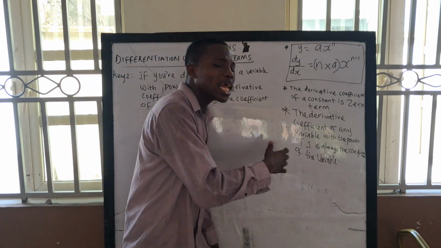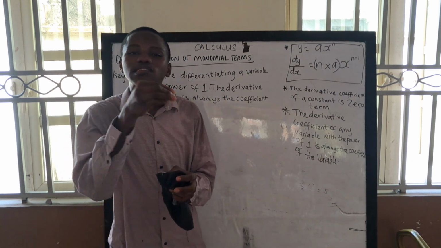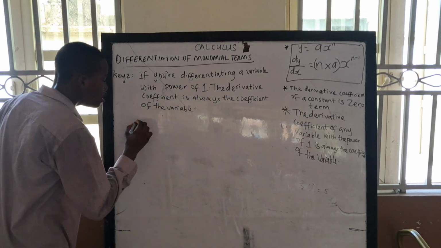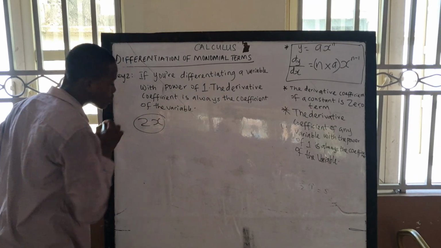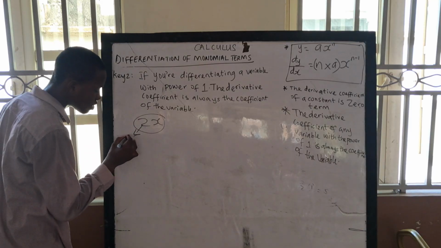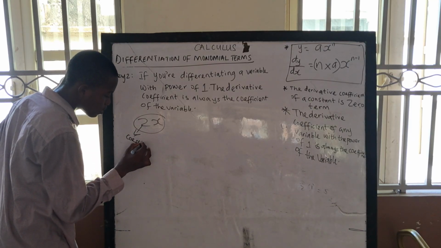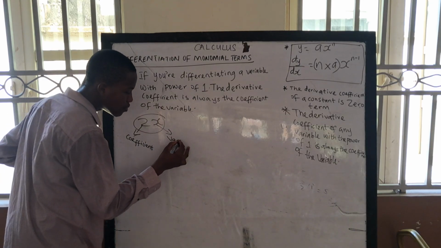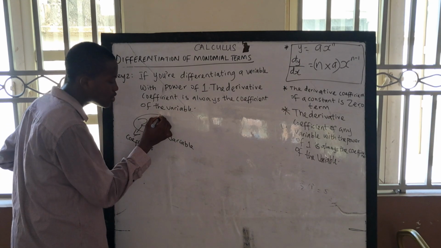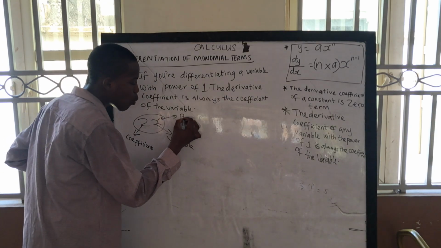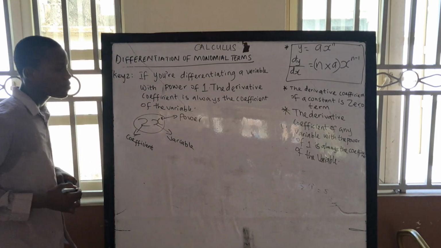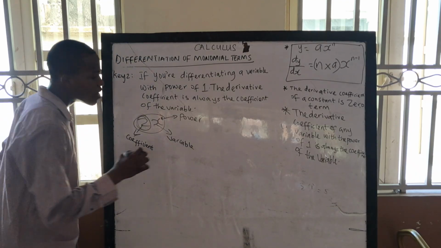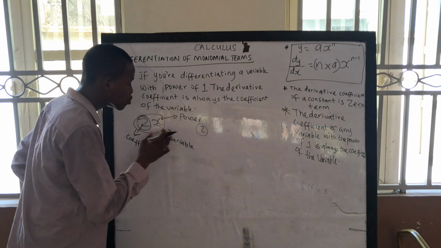So what then do I say coefficients are? Coefficient is that number that is multiplying the variable. So let me explain this. If you have 2x, this is my coefficient. This is my variable. And this number here is my power. If I have 2, this 2 here is regarded as my constant term. If I have 2, this is my constant term also.